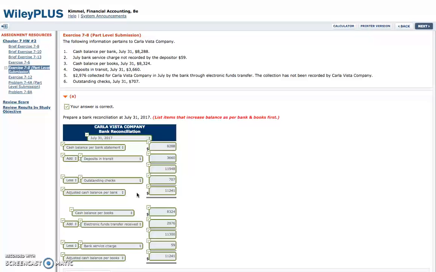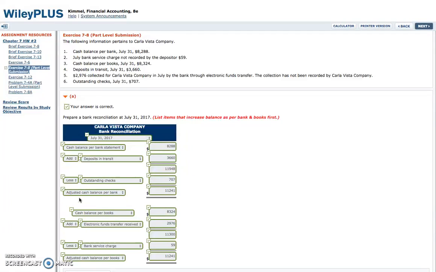Now, our third step is to note any bank errors, if there are any. And for this example, we do not have any bank errors. So the total adjusted cash balance per bank is going to be $11,241. Sorry, it's right here, $11,241.